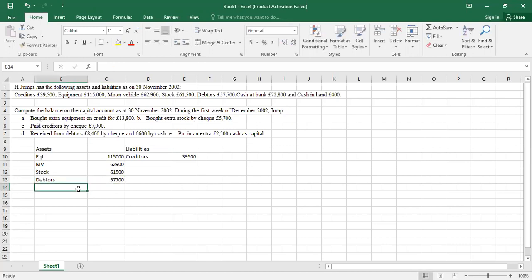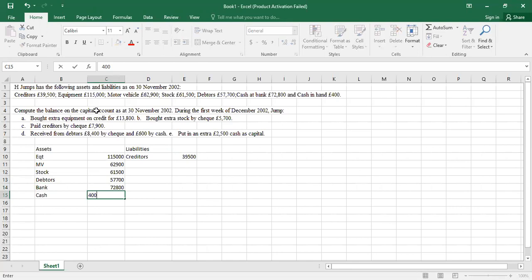Then the next item is cash at bank. Let me just write bank. When you say cash at bank, you are talking of what is in the bank account. The value is 72,800. Then we have cash in hand. This is spot cash, which is in the pocket, and it's 400. And that's all.